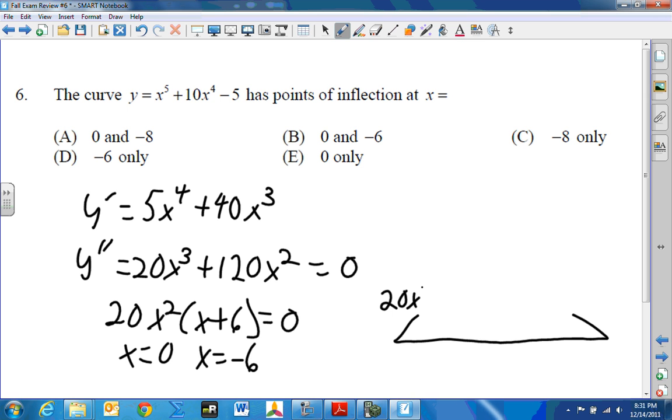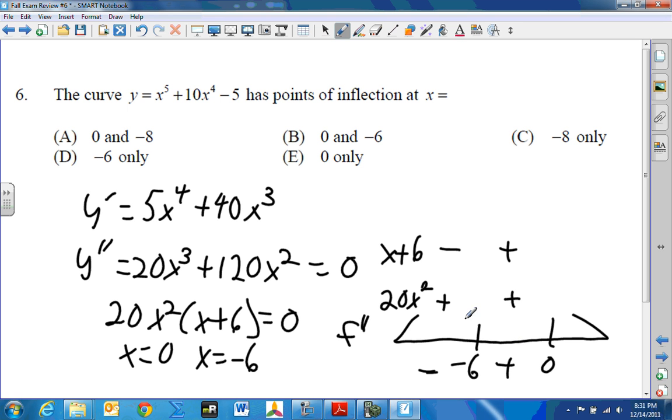So I'm going to write up a sign line for us to do here. This is the second derivative, and we're looking at negative 6 and at 0. Okay, so if I put negative 10 in here and square it, that's going to be positive. A negative number in there is going to make it negative, so the second derivative is negative there. If I put in a negative 5, that's still positive. That's now going to make that positive.